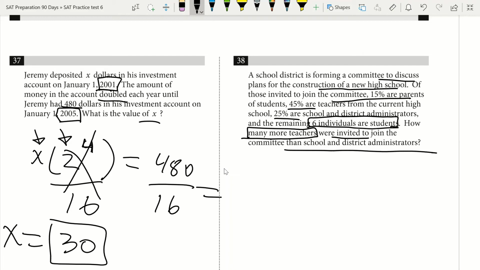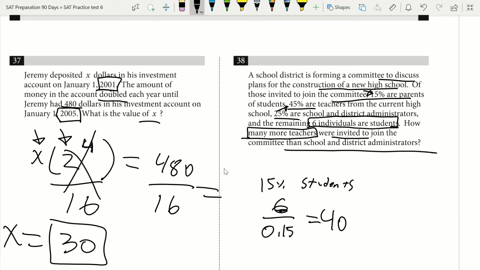Well, I know that if I take this 25%, I add it to 45%, then I'm at 70%. 70% plus 15% is going to give me 85%. So then there's 15% left who are students. I know there's 6 students, so I've got 6 students over that 15% they represent, which can be rewritten as 0.15. I do that and I can find my total number of people there. That's going to be 40 people.